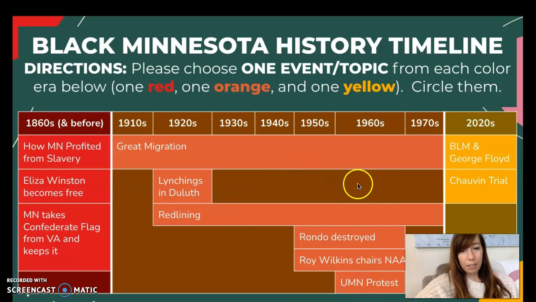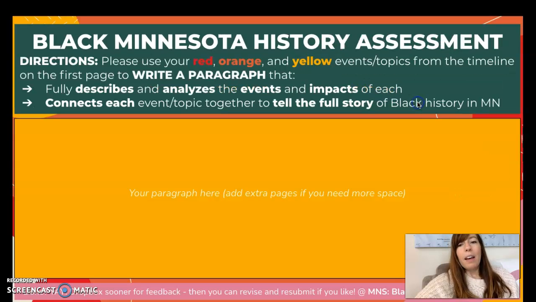Choose one that you know well, and then go over to the 2020s, select either BLM and George Floyd or the Chauvin trial. If you want, you can do both. Then go to the second page. It says Black Minnesota History Assessment.